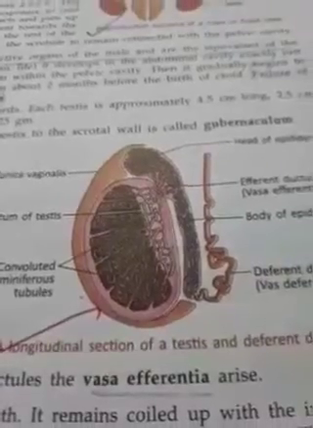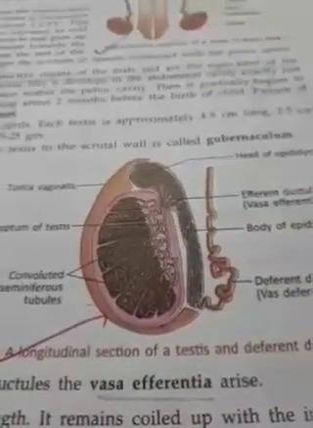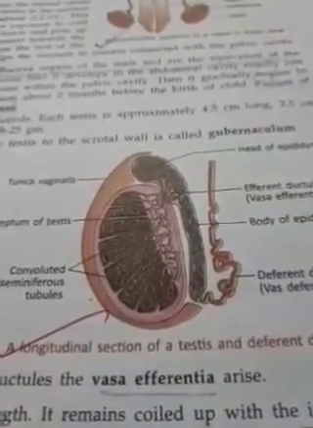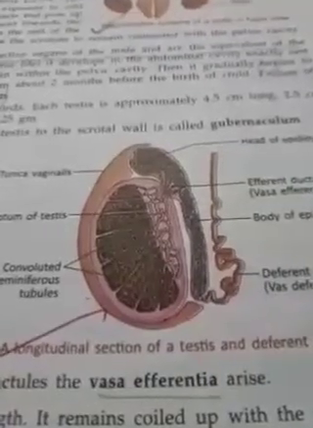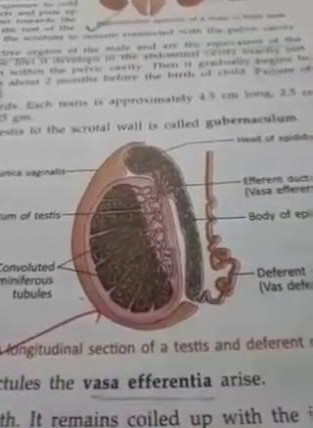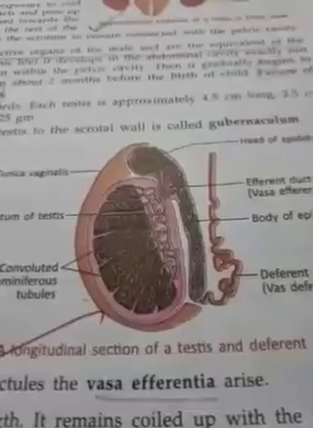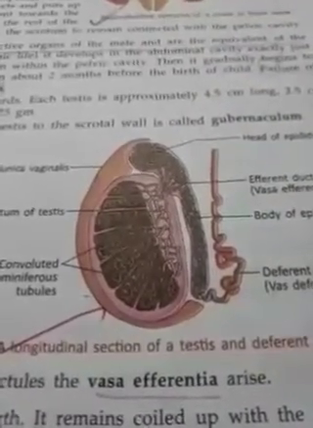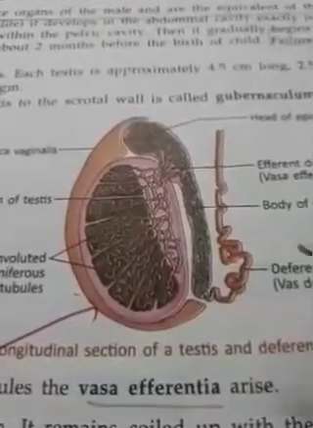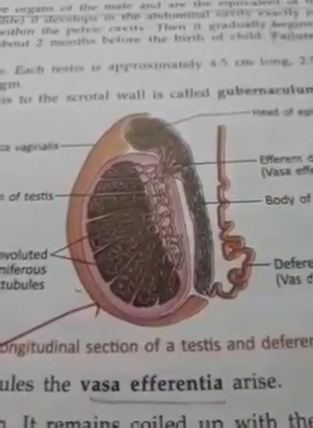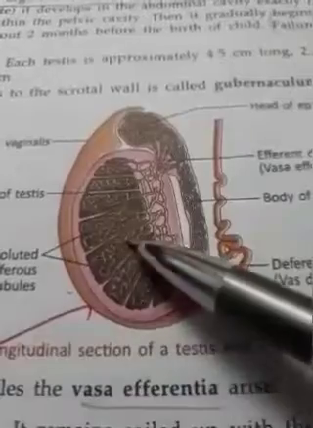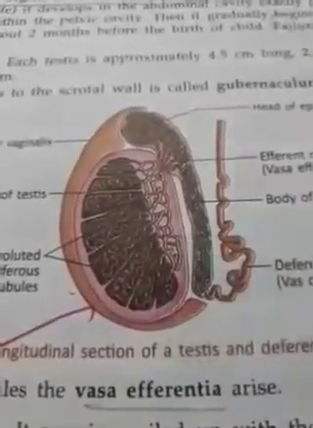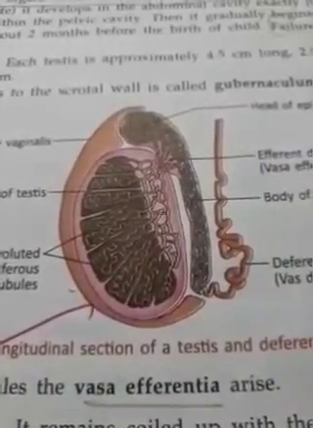In this diagram you can see a longitudinal section of the testis. If we cut a longitudinal section through a testis, we will be able to understand the structure within the testis, right? Each testis consists of about 200 to 300 of these structures. These structures are known as seminiferous tubules.